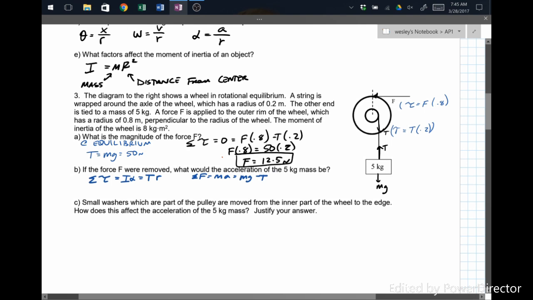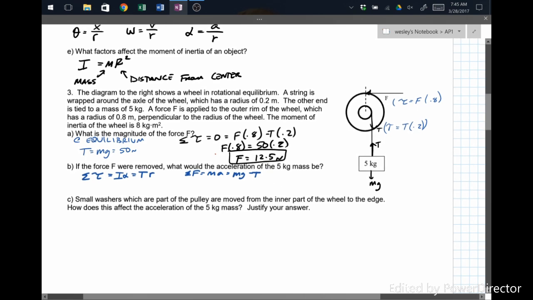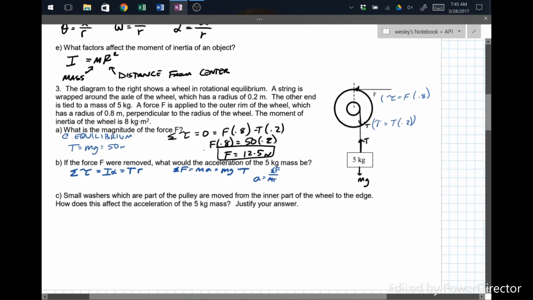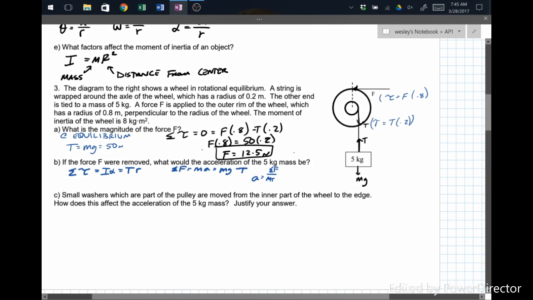Now there's the long way of doing this, and you can go look it up, but we're going to stick with the easy way here on the review. The acceleration would be the net force acting on the entire system divided by the total mass of the system. So the net force is just the weight of the object, 50 newtons, divided by 5 kilograms plus I, which is 8, over R, which is 0.2, squared.